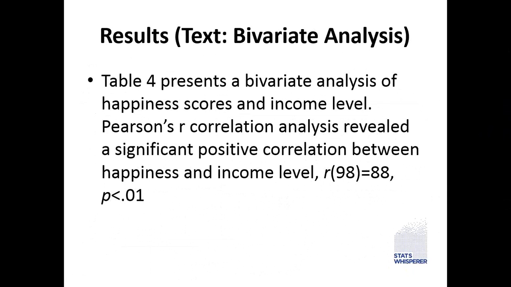And then, right, so we had not only t-tests and ANOVAs, but we also had correlation analysis in this study, right? So we need a separate table for that. Table 4 presents the bivariate analysis of happiness and income level. So the Pearson r correlation revealed a significant positive relationship between happiness and income level. Then you have the value of r, the degrees of freedom, and the p-value, right? So it's not too complicated, right? And everything is just stated in this parenthetical. So for as many variables as you have, you could list them like this.